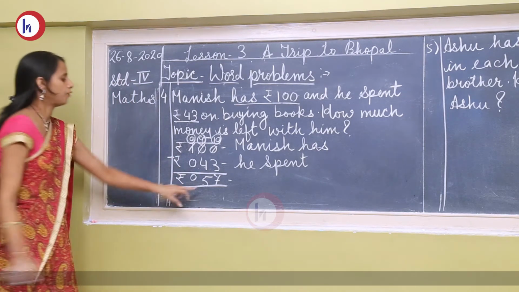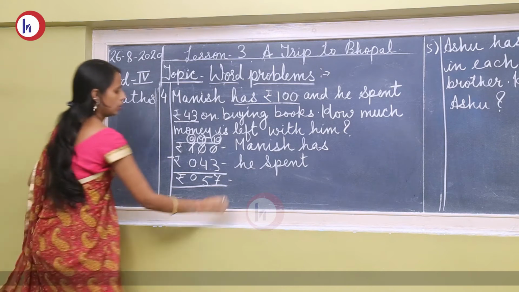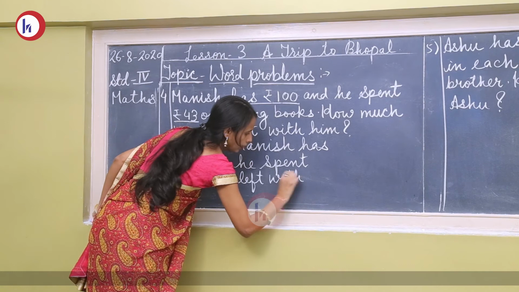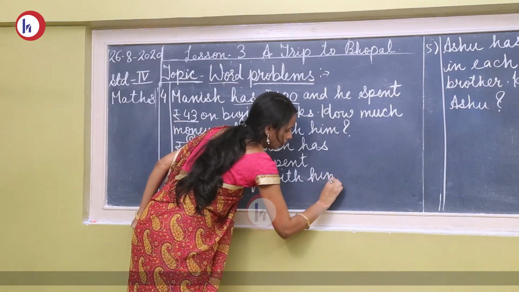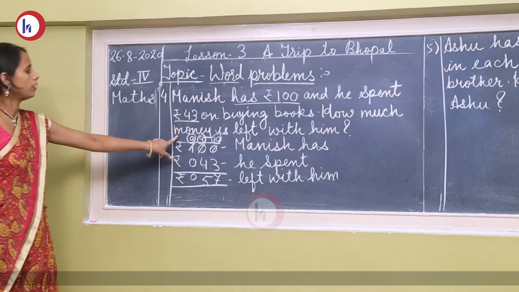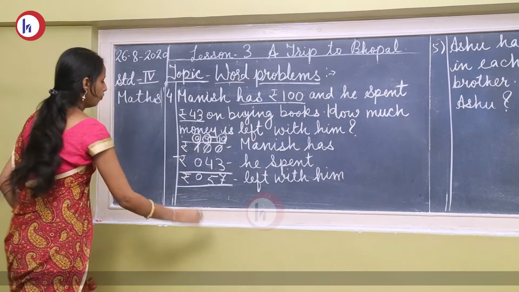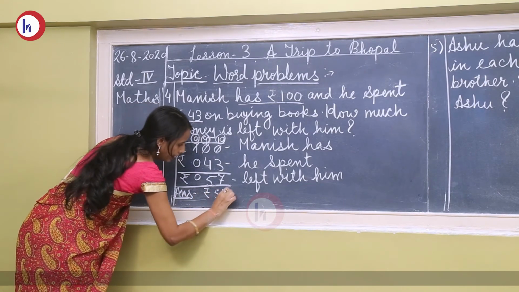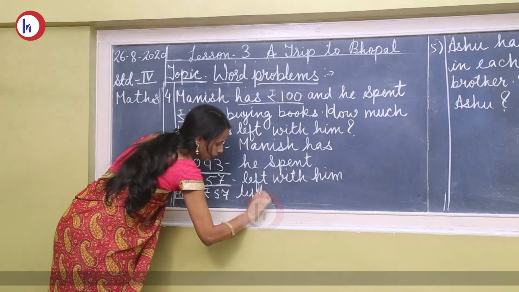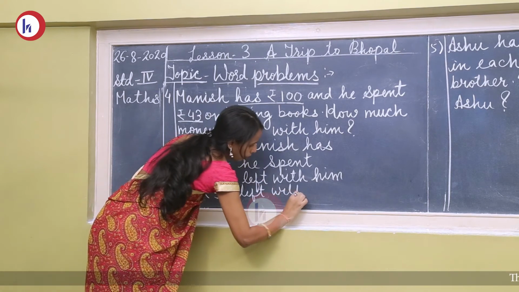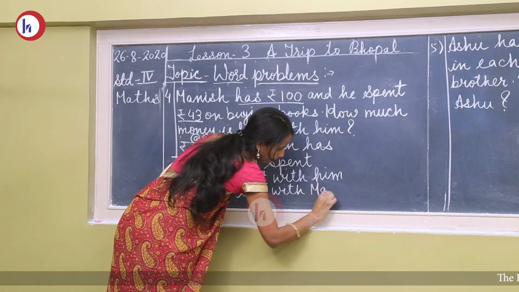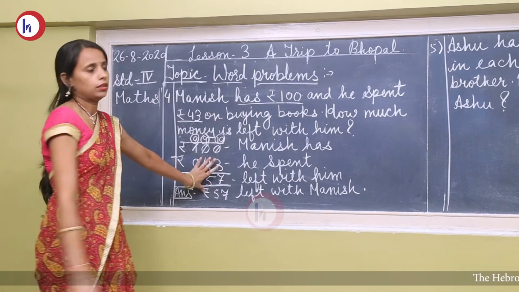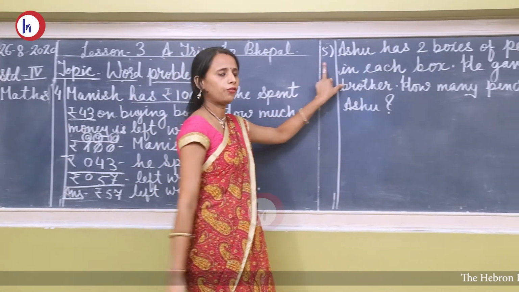And what is the unit of 57? It is rupees. Left with him. Okay. What is the question? How much money is left with him? So we will write the answer: rupees 57 left with Manish. Here we have completed. Okay, coming to the next question, number 5.